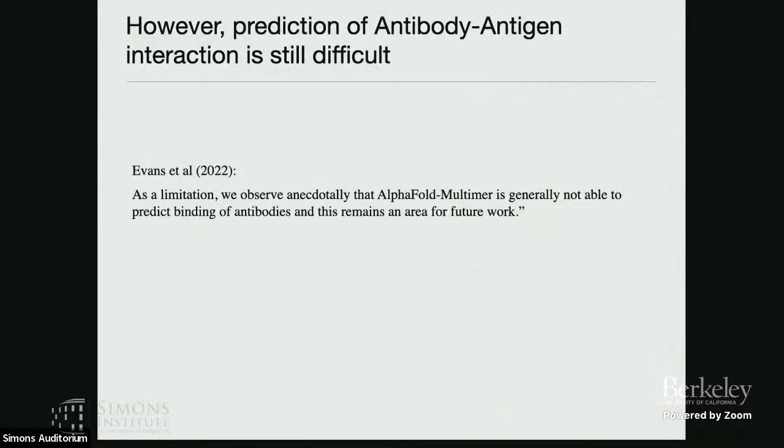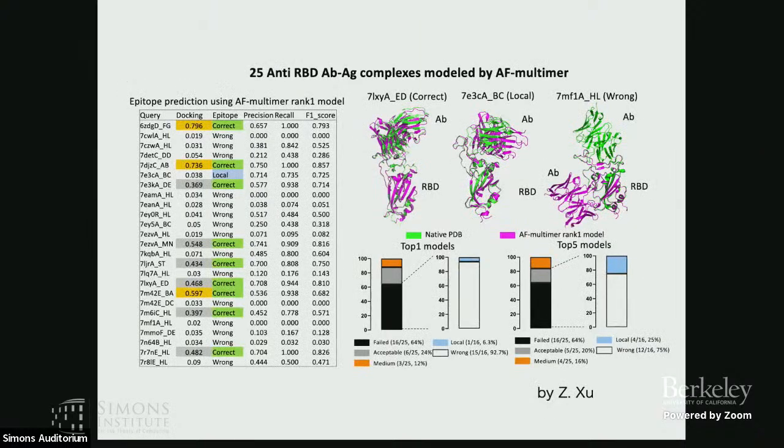by average. However, there seems to be a consensus that antibody-antigen interaction is difficult to predict, even for AlphaFold-Multimer. The preprint of AlphaFold-Multimer noted that AlphaFold-Multimer is generally not able to predict binding of antibodies, and this is an area for future work. We confirmed this result using some examples. This calculation was done by a doctoral student, Zi-Chan Xu, in our laboratory.